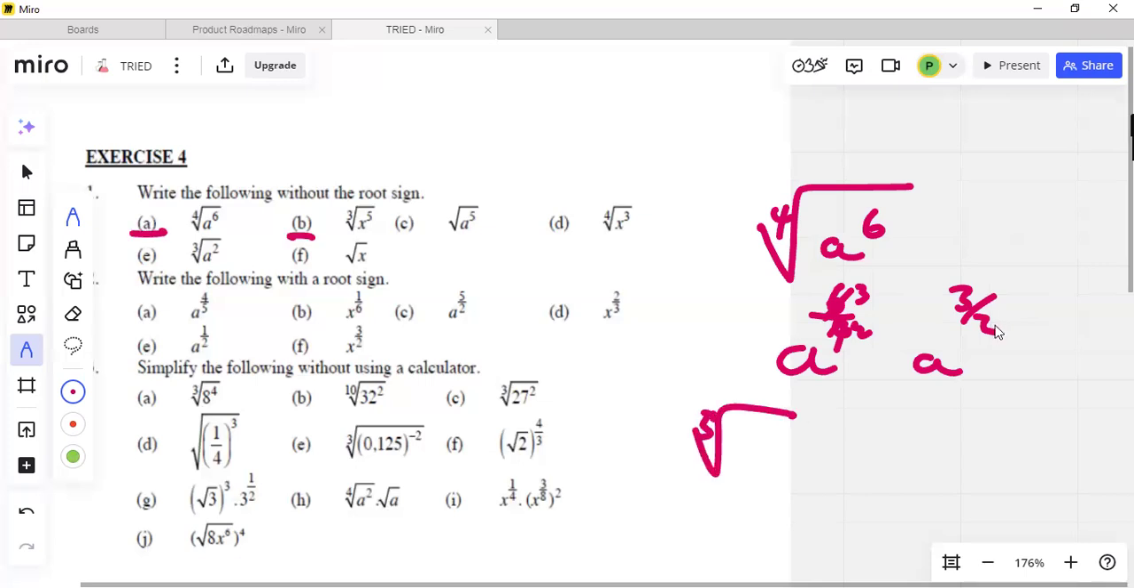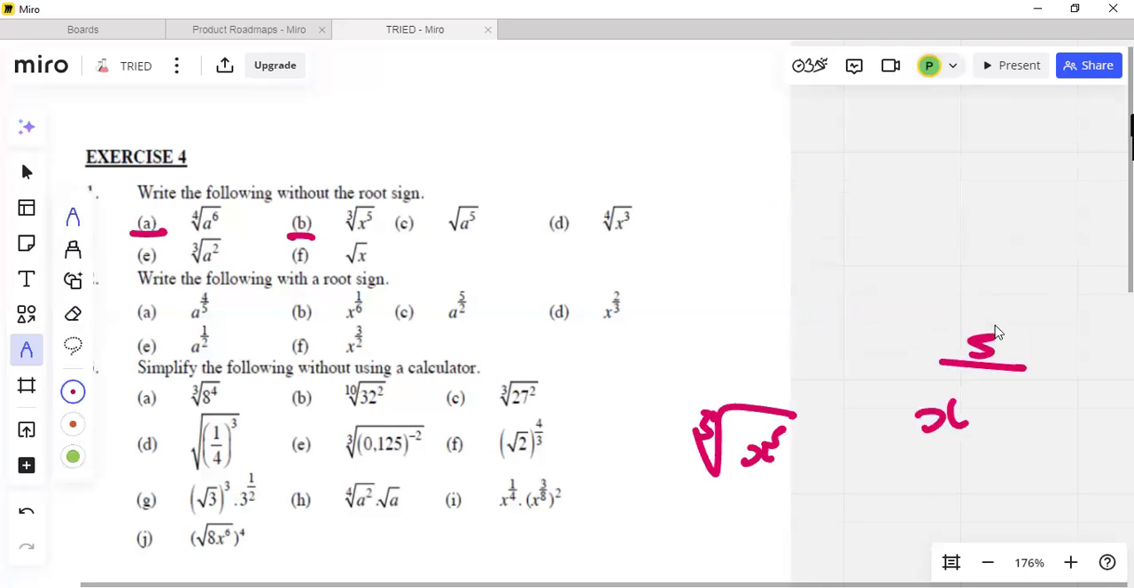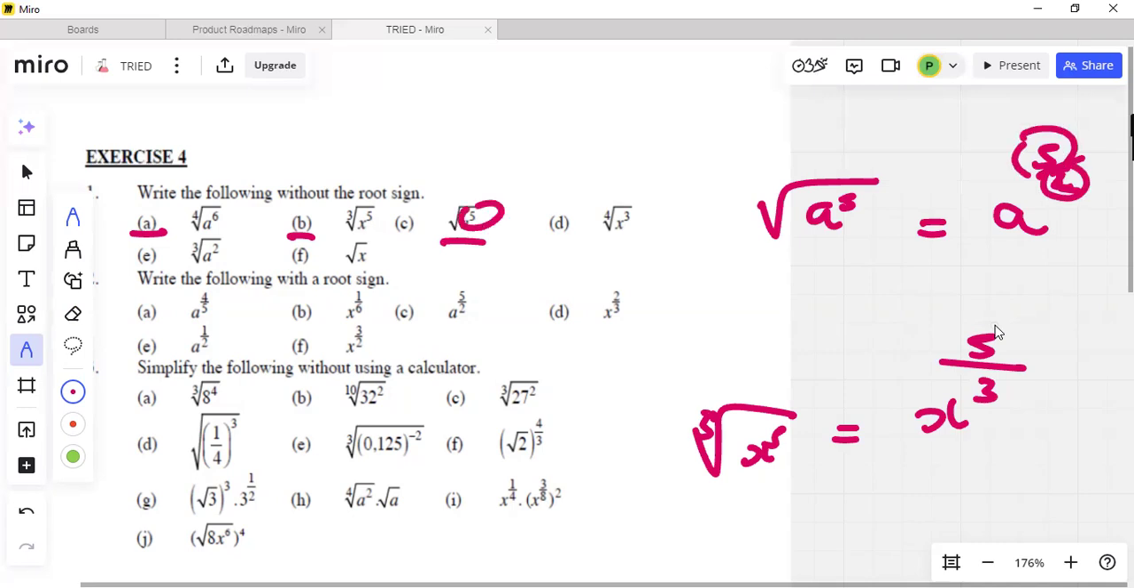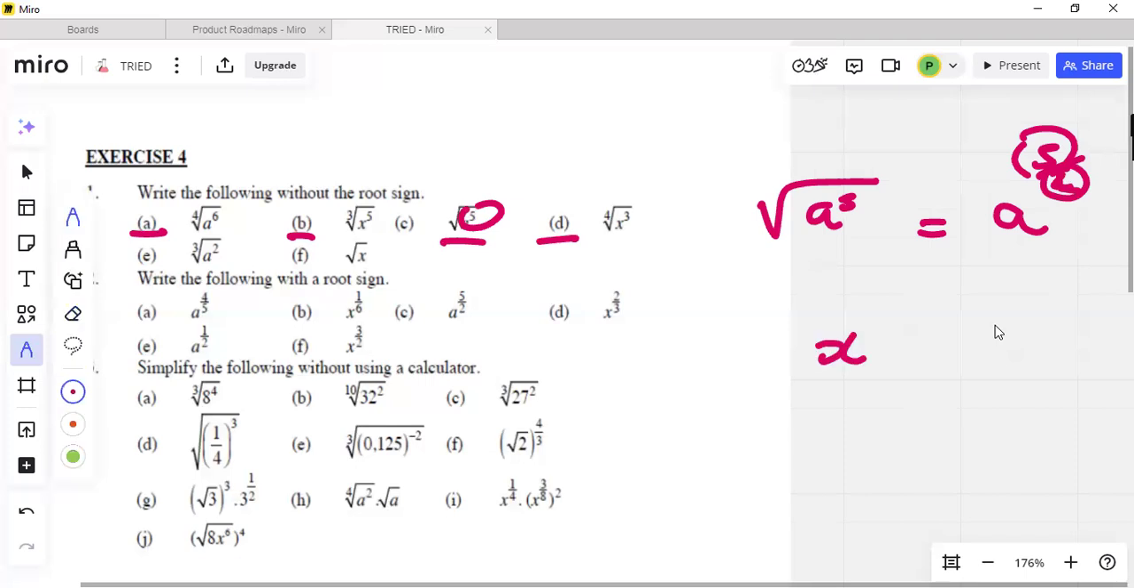The cube root of x exponent of 5, the exponent becomes the numerator, so we end up having x exponent of 5 over 3. It's now without the root sign. The same applies with c. Where is the 2 coming from? It is the square root sign. So the root sign is the denominator of the exponent when it's in exponential form. So d is now clearer in the same token.